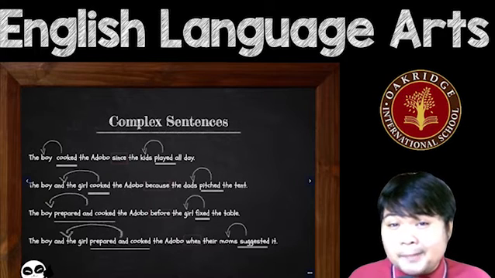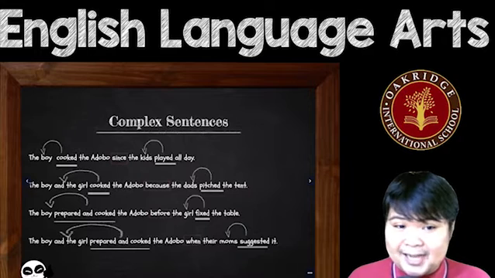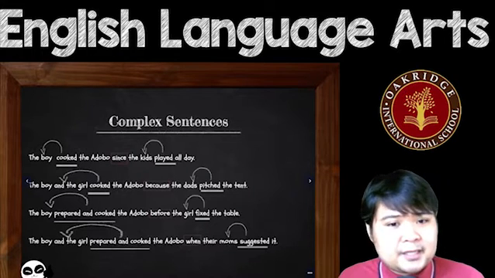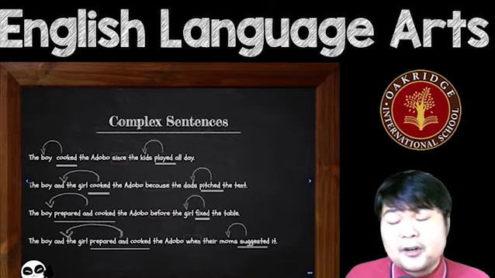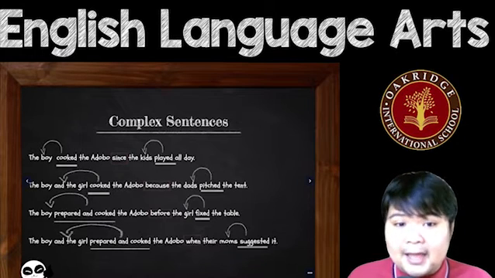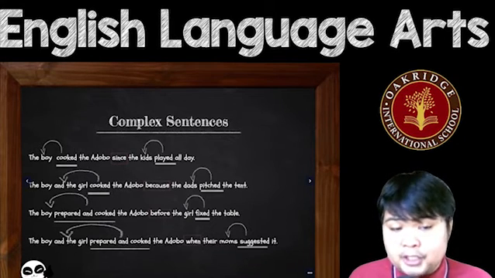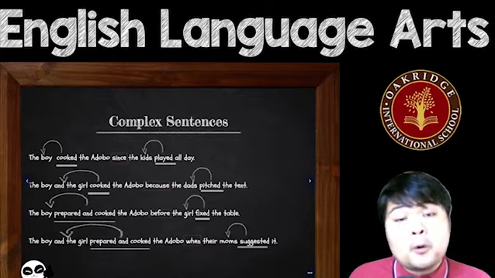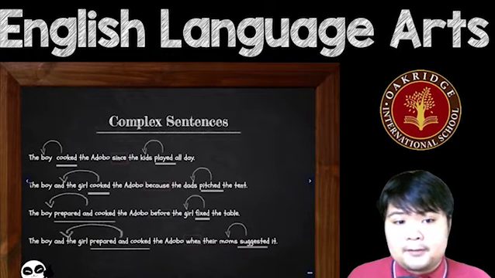This time, because of the different subordinating conjunctions, the other sentence over there, the kids played all day, the dads pitched the tent, the girl fixed the table, their mom suggested it, these are not anymore independent clauses. Rather, they are dependent clauses. If you recall from your lesson on clauses, these are already dependent clauses because of your subordinating conjunctions: since, because, before, when. And this is how you create a complex sentence.